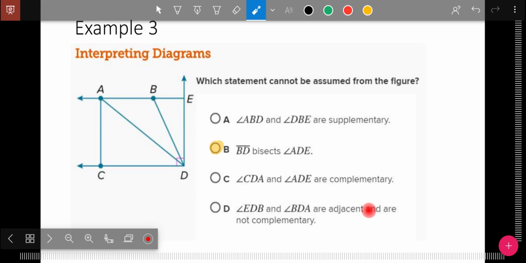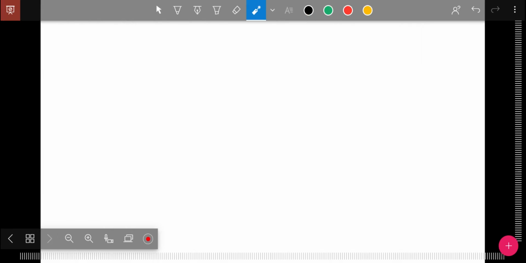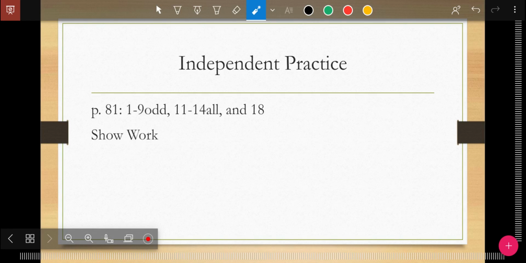And so all of these we could say yes, because on the test you're going to have to be able to say yes, I can assume, or no, I cannot assume. So these would all be yes, I can assume. This is the only one that is a cannot assume. Give it a try, page 81.